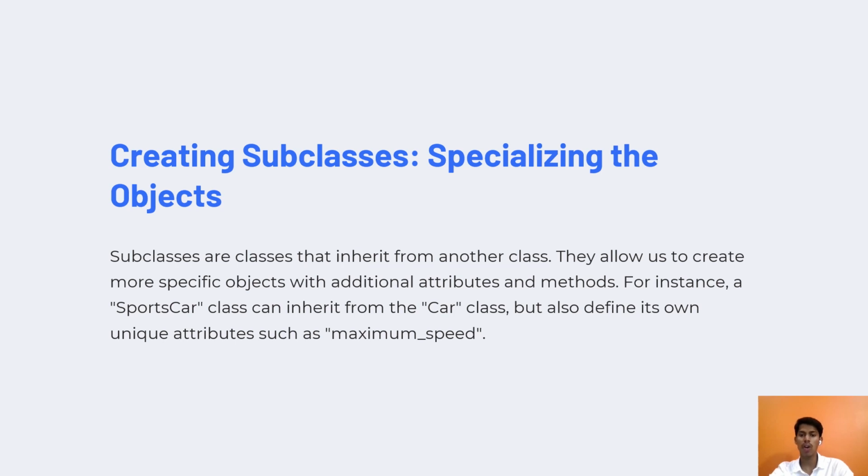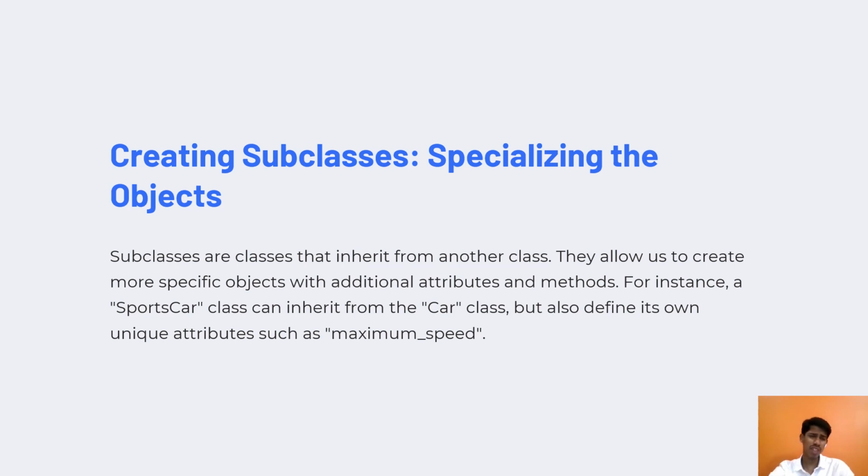Another class, they allow us to create more specific objects with additional attributes and methods. For instance, a sports car class can inherit from the car class, but also define its own unique attributes such as maximum speed. It is also similar to inheritance, but in this we are defining more specifically about a class where, as you can see, for example, sports car is a class which can inherit from the car class, but also it is defined by a unique attribute that is maximum speed.